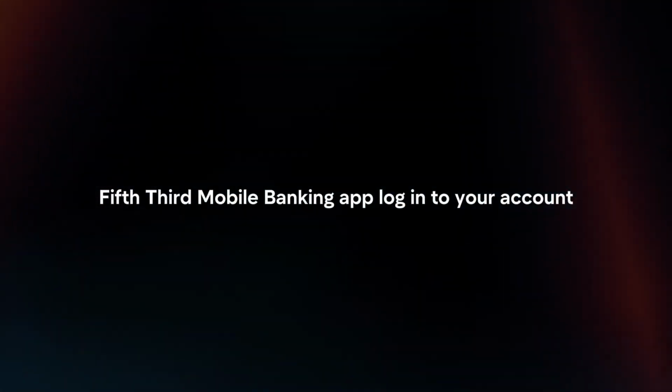Before using the Cardless ATM feature, you will need to set it up in the Fifth Third mobile banking app. Log into your account, navigate to the ATM access code section, and follow the prompts to generate a one-time access code.